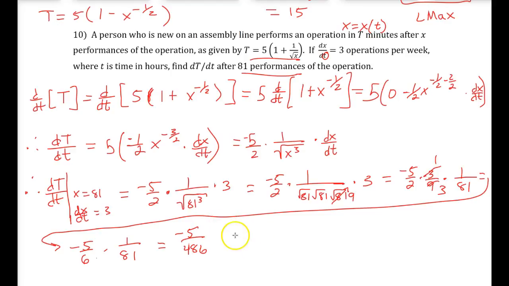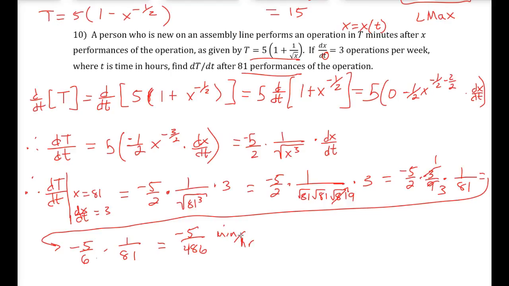And the units for that, of course, will be minutes per hour. So that means that after doing it 81 times, the rate of decrease in the amount of time that this person performs the operation is -5/486 minute per hour. And just to give you an idea of what that number is, it's about -0.010288, and so on and so forth.